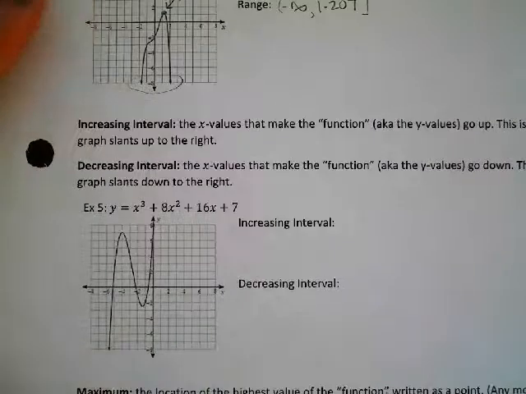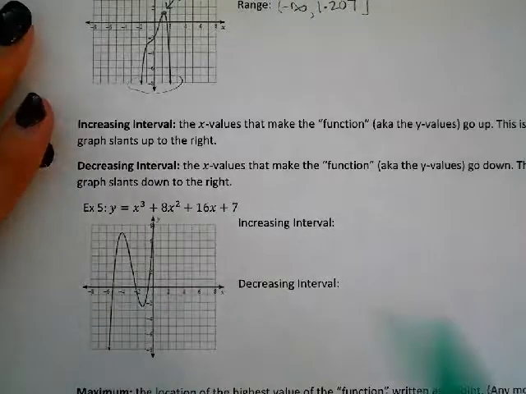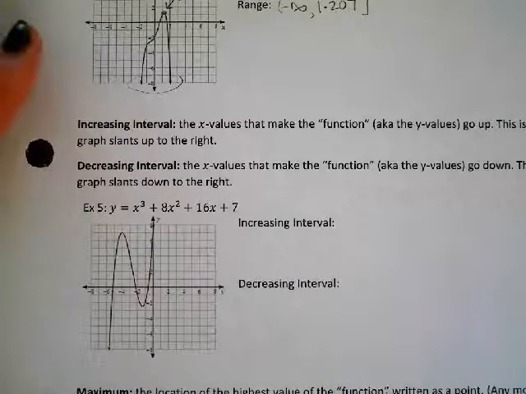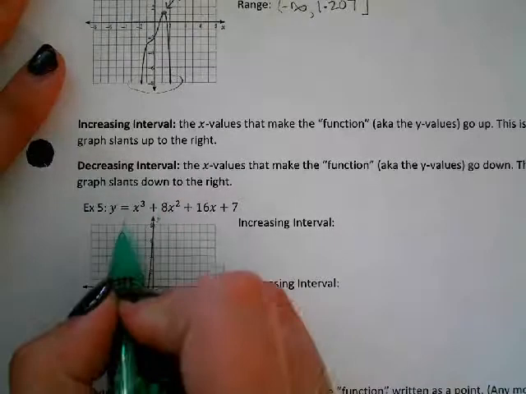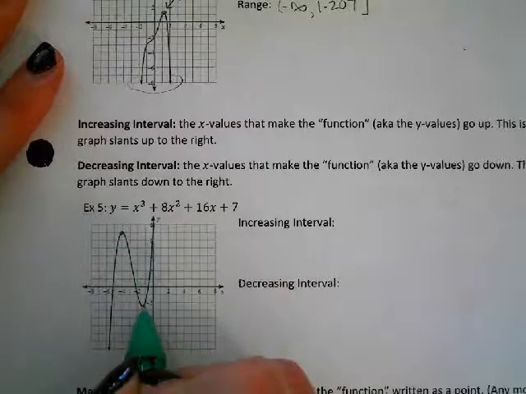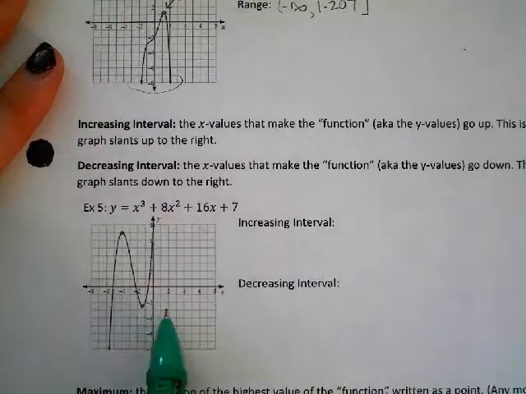Increasing and decreasing intervals are a little bit more interesting for polynomial functions. They are not quite as interesting as they were for piecewise functions, but they're a little bit more interesting than most of the parent graphs that we've looked at so far, just because they switch directions so many times. So again, we're going to have to figure out what this high point is here. We're going to have to figure out what this low point is here. Those are the maximums and minimums.